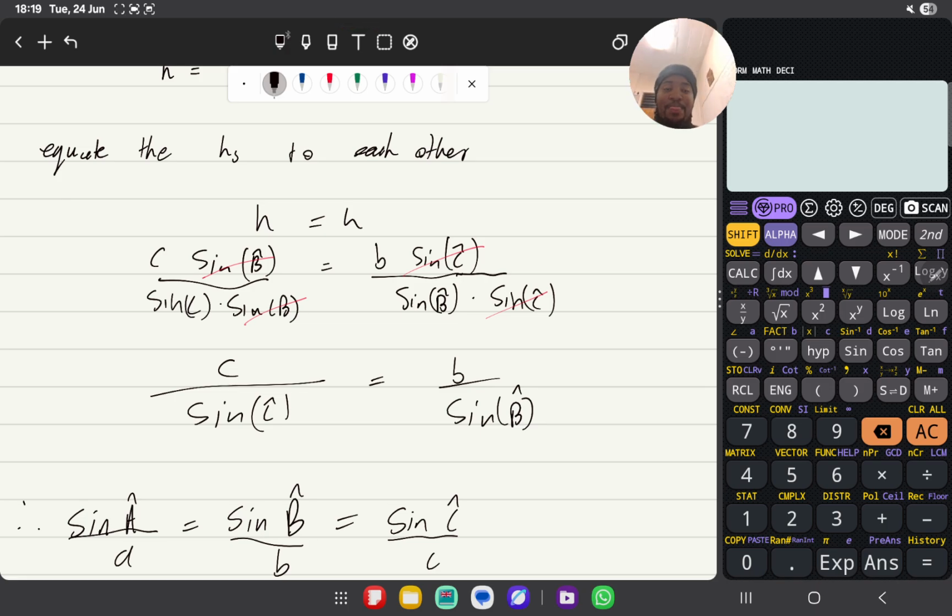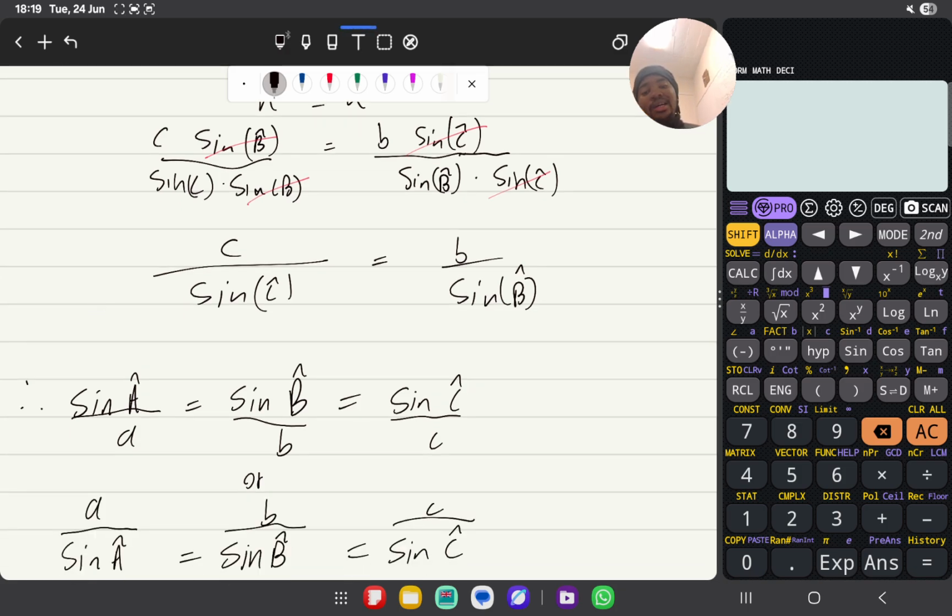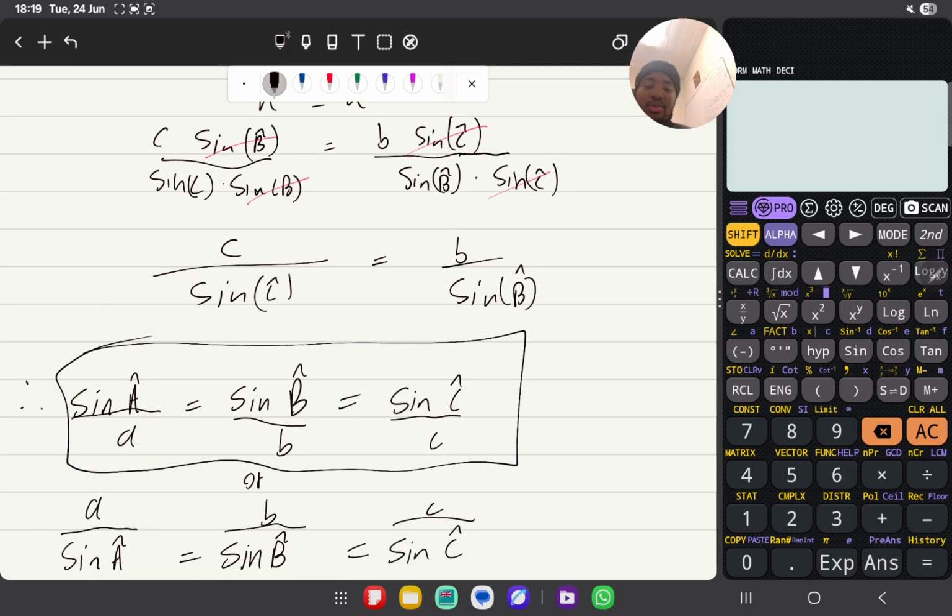In short, this is the sine rule, and you can make it longer. It's just sine A over A equals sine B over B equals sine C over C. Or A over sine A equals B over sine B equals C over sine C. That is the sine rule.